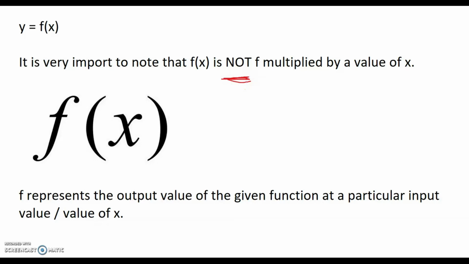f represents the output value of a given function at a particular input value of x. So just to reiterate, f and x are not being multiplied by each other. We're saying that the function f has a certain value, an output value, at a given x value, which is the input. I just hope that we can get that straight, so going forward, we won't have any problems. I'm not going to see anyone in the comments asking, is f being multiplied by x? No, that's not what's happening.